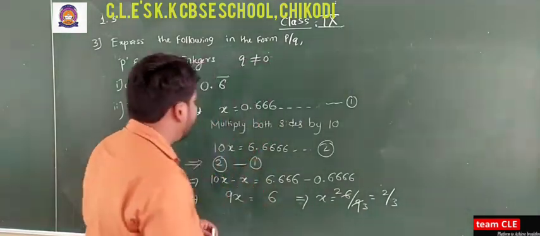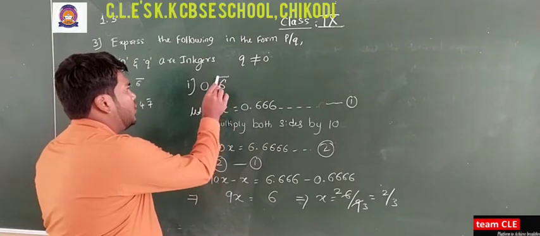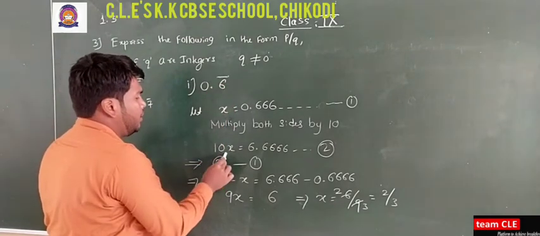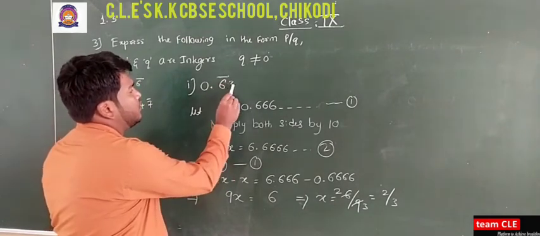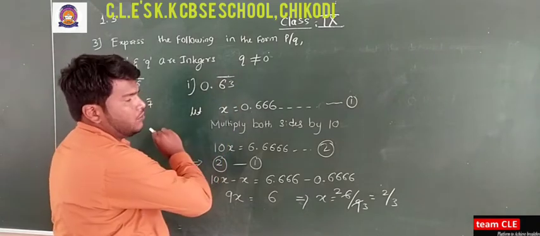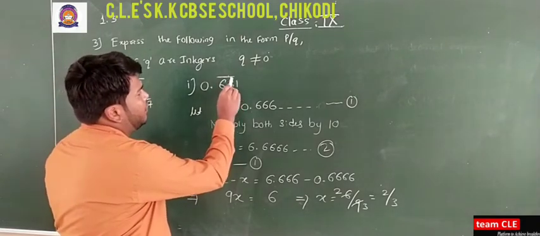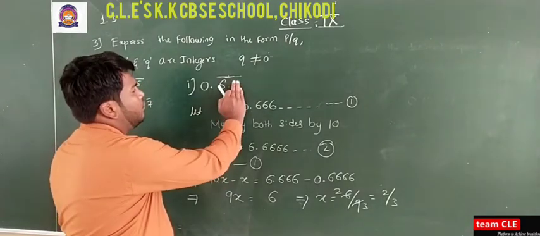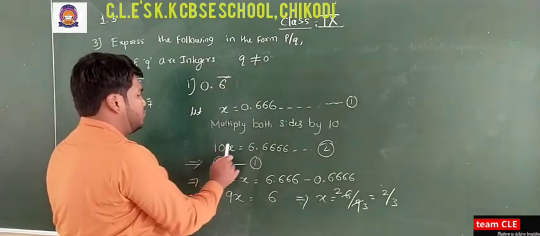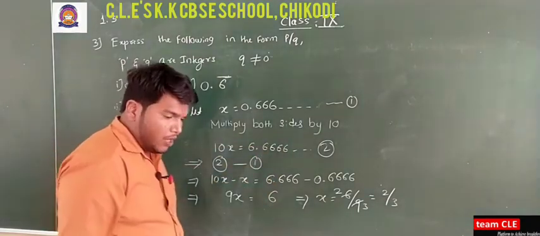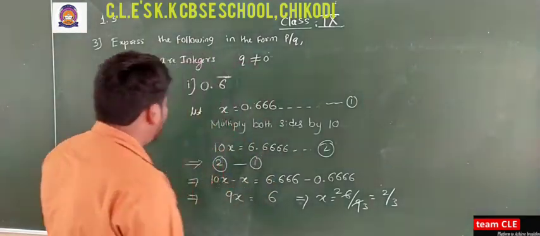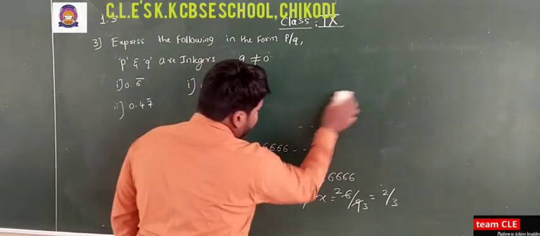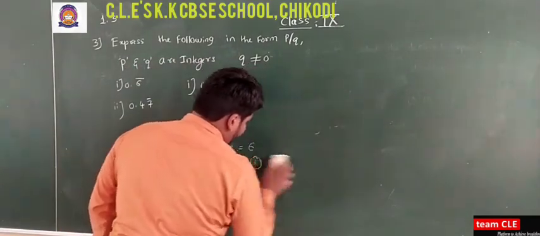So one more thing we can observe here: if it is only one digit bar, then you should multiply with 10. If it is two digits, you should multiply with 100. If it is 3 digits, you should multiply with 1000. So as you are having only one digit under the bar, you should multiply with 10. Similarly, one more example I am going to solve from your exercise 1.3, that is of the second question.